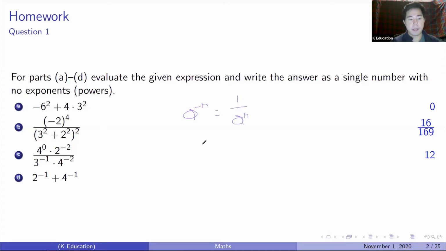So in this case, 2 to the power minus 1, that's a half, right? Plus 4 to the power minus 1, that's 1 over 4. A half plus a quarter is 3/4, and that would be your answer. And of course, decimals were also fine if you expressed your answer as decimals.